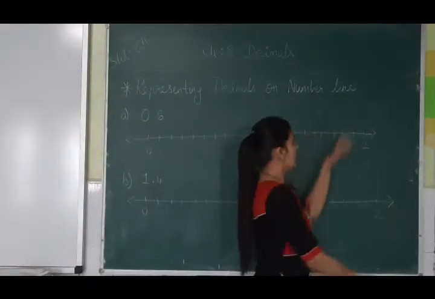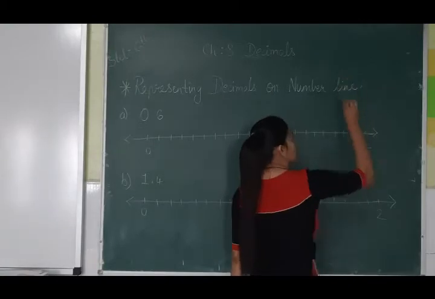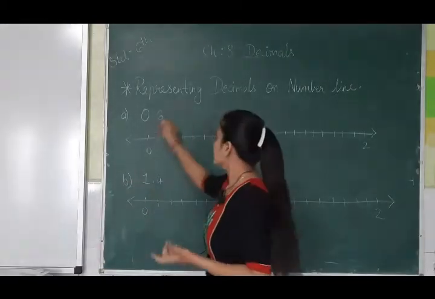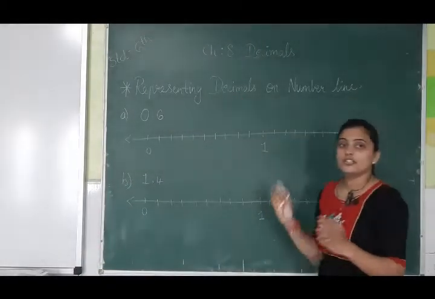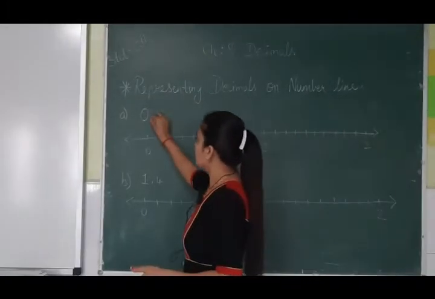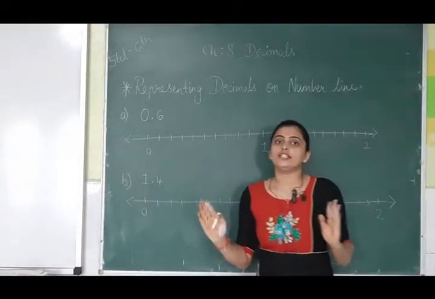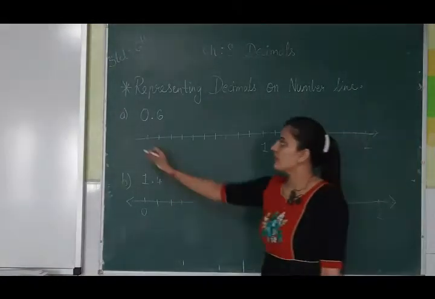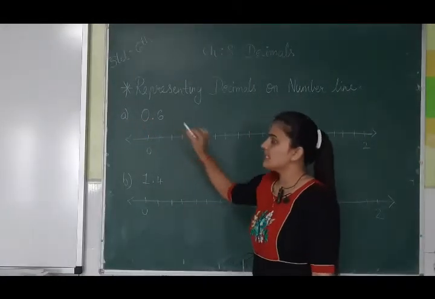On the number line, a decimal point is given to you and you have to represent it on the number line. You should know where those decimal points lie between any two whole numbers. Here a is equal to 0.6.